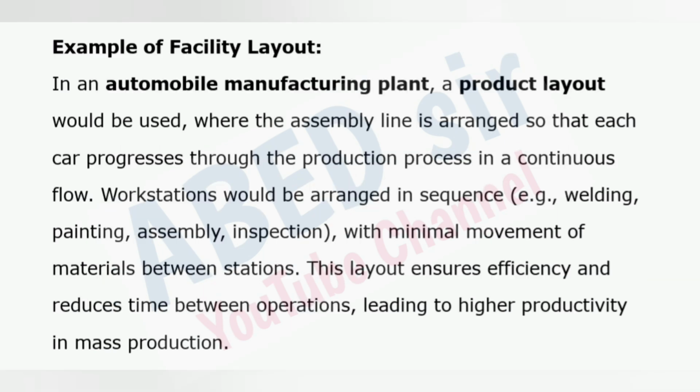Example of facility layout. In an automobile manufacturing plant, a product layout would be used where the assembly line is arranged so that each car progresses through the production process in a continuous flow. Workstations would be arranged in sequence, for example, welding, painting, assembly, inspection, with minimal movement of materials between stations. This layout ensures efficiency and reduces time between operations, leading to higher productivity in mass production.